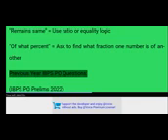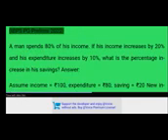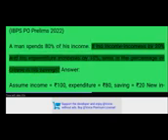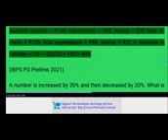Previous year IBPS PO questions. IBPS PO Prelims 2022. A man spends 80% of his income. If his income increases by 20% and his expenditure increases by 10%, what is the percentage increase in his savings? Answer. Assume income equals 100 rupees, expenditure equals 80 rupees, saving equals 20 rupees. New income equals 120 rupees, new expenditure equals 88 rupees, saving equals 32 rupees. Increase in savings equals 12/20 times 100 equals 60%.